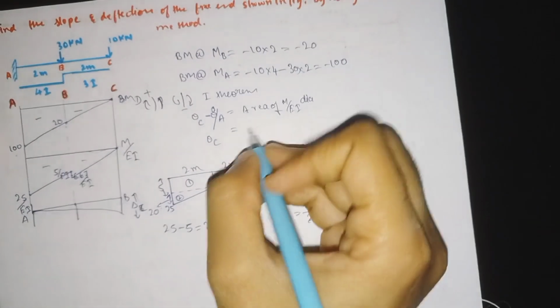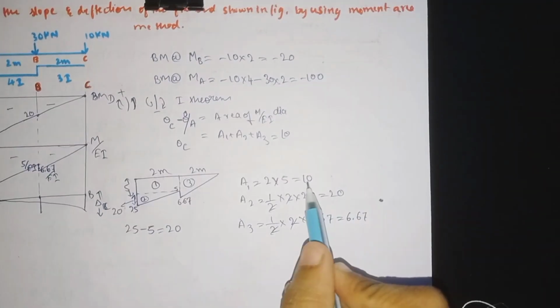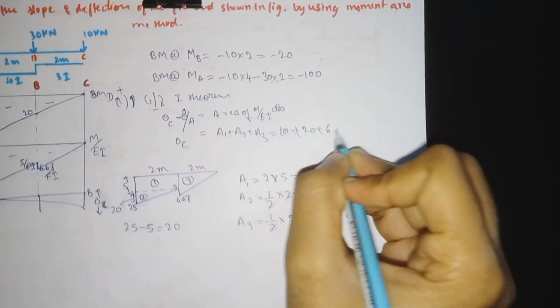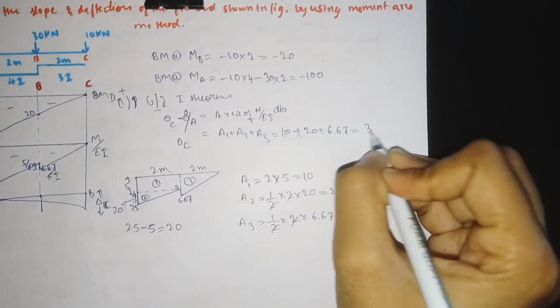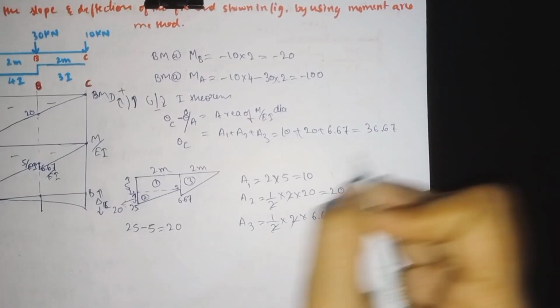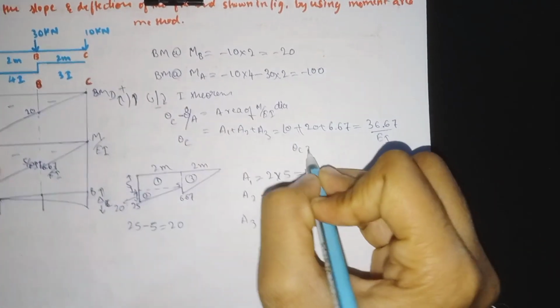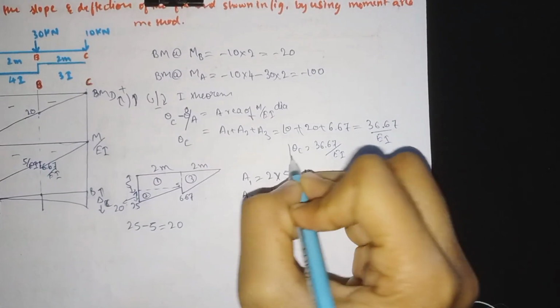Now we need to put A1 plus A2 plus A3. A1 is 10 plus A2 is 20 plus A3 6.67. If we add, it will come out as 36.67, which is theta C divided by EI. Theta C is equal to 36.67 divided by EI.